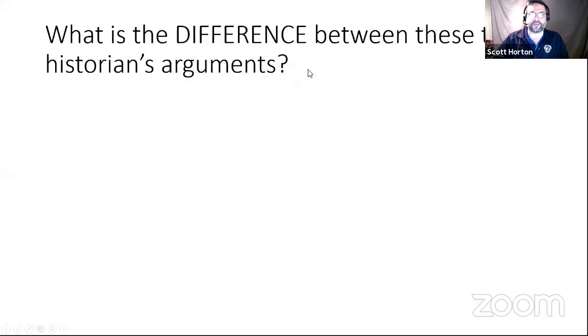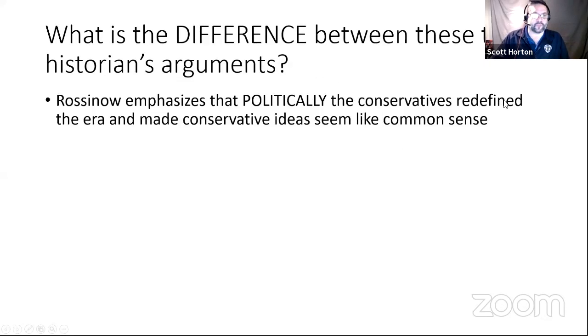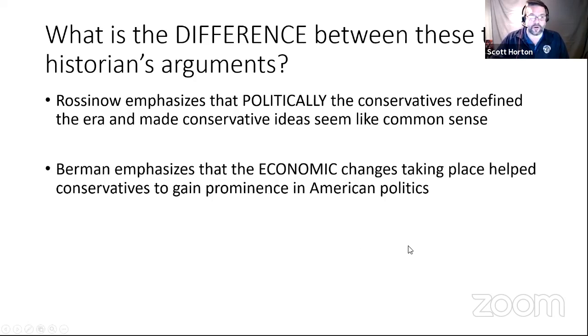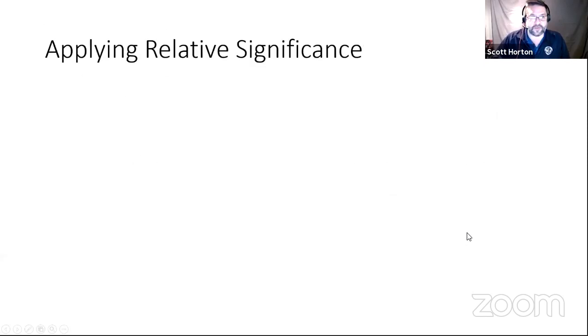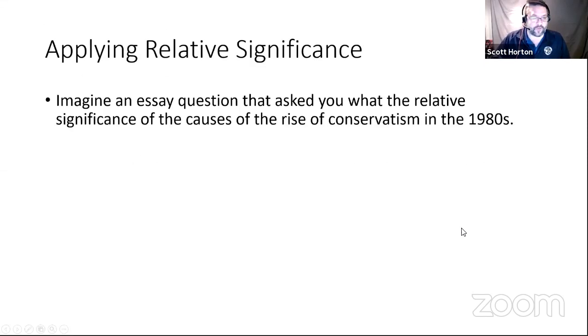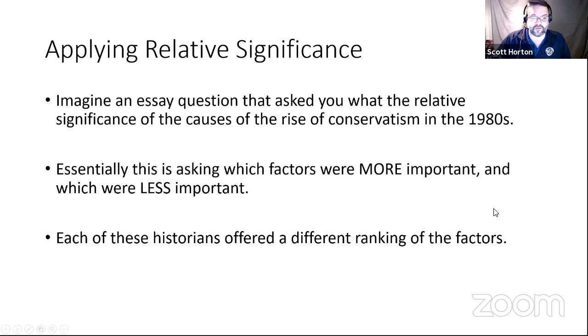Okay, so the difference between those two. Rossinow emphasizes that politically, conservatives redefined the era and made conservative ideas seem like common sense, so he emphasizes ideas in politics, where Berman emphasizes the economic changes being the most important thing. If we think about a question that asked us potentially, what's the relative significance of the causes of the rise of conservatism in the 1980s? These two historians give us a different answer to that question.